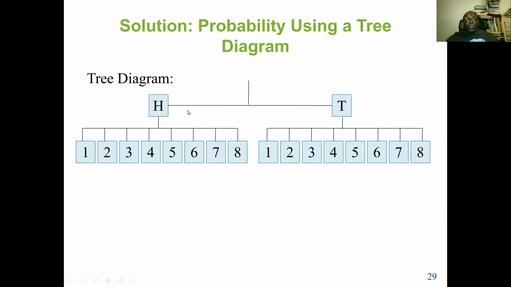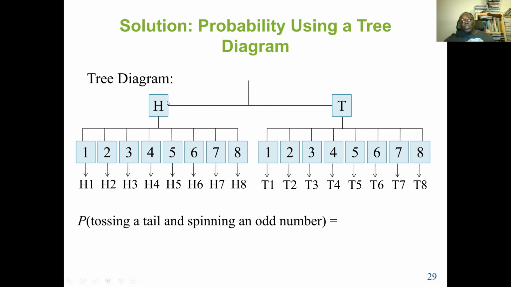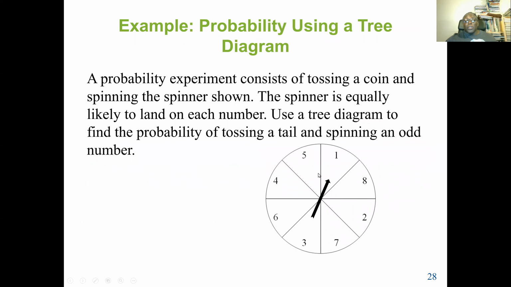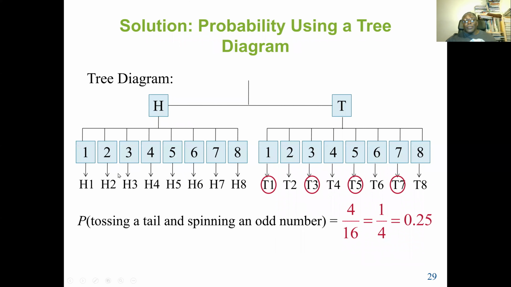So here we know the tree diagram, tossing a coin has only 2 possible outcomes. For the spinner, we have 8 sides, 1 up to 8. So that's why here again, we have the head or tail. Then the second part should be the possible 8, from H1 to H8, and then from T1 to T8.